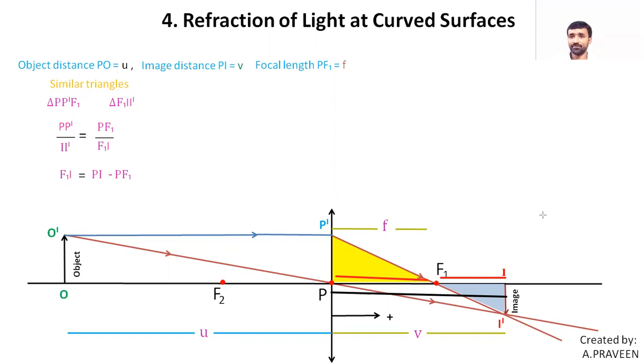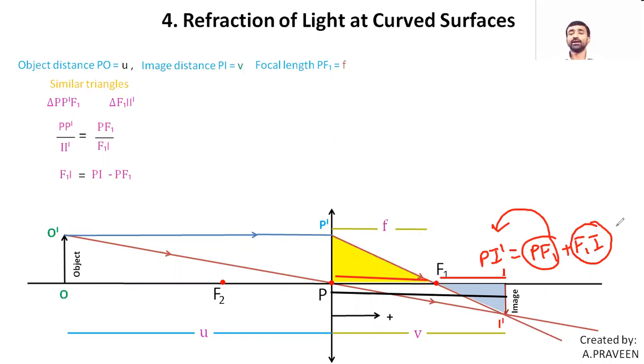See the diagram carefully, right? If you want, I will write here: PI is equal to PF1 plus F1I. So from this, I want F1I, then it is transposed to the opposite side. So on transposing, it is PI minus PF1. Clear? Now it is clear how I got F1I like this. Okay, then go for the next point.